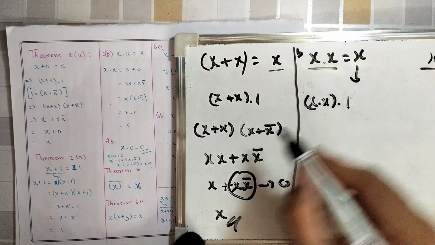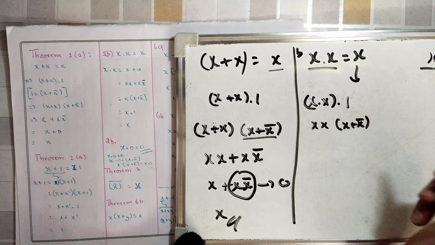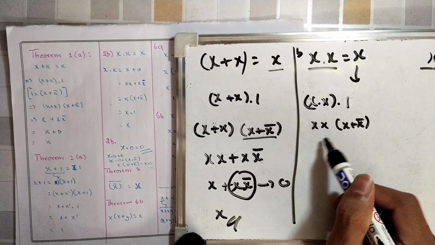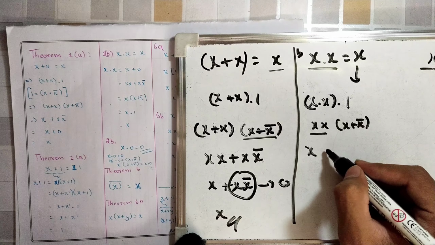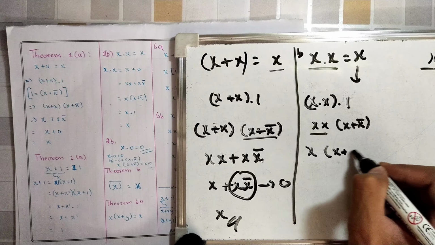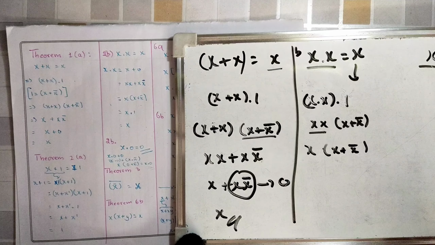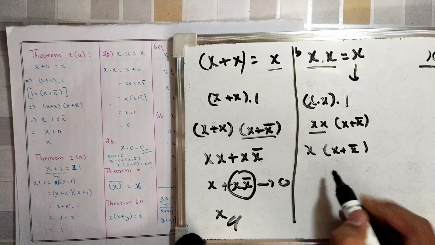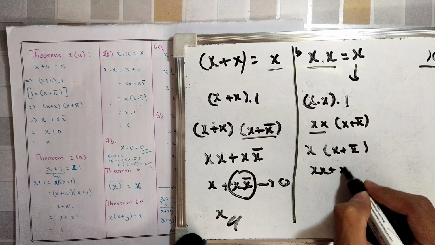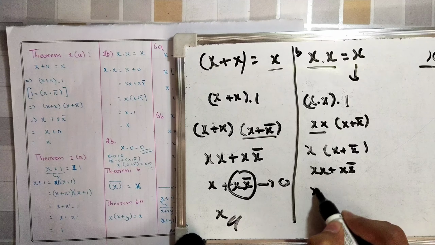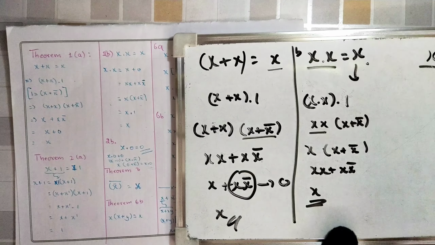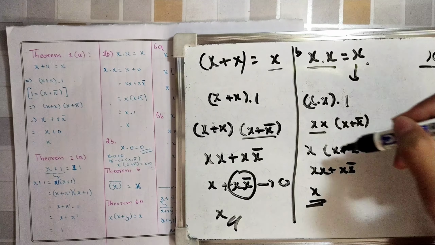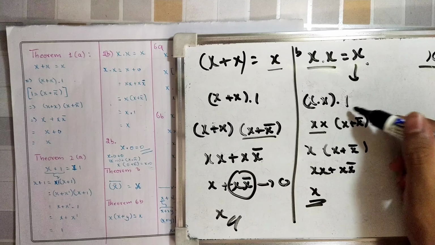We can add x into x into x plus x bar, right? So if you extend this, again this can be written as x, and this can be written as x plus x bar. If you multiply, you will get x into x plus x bar, which is nothing but x plus 0 again. So this is x, which equals x. That's it. It's not that complicated, you just have to forcefully add this one here.